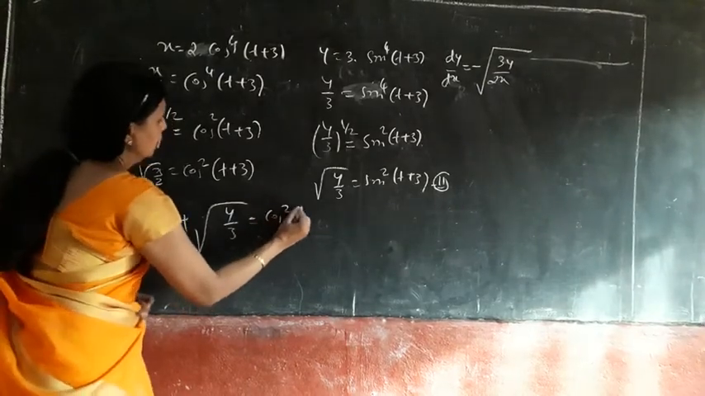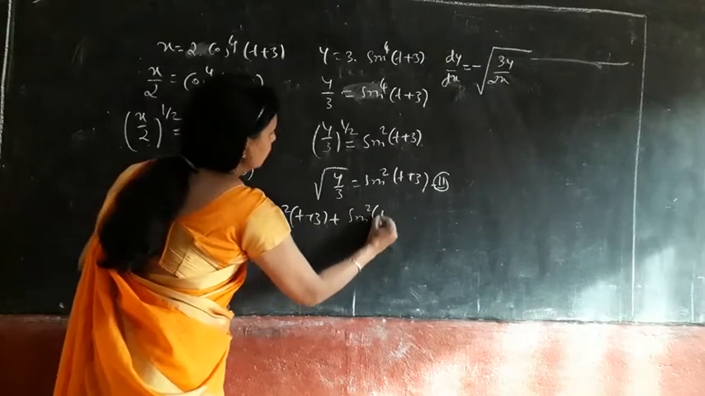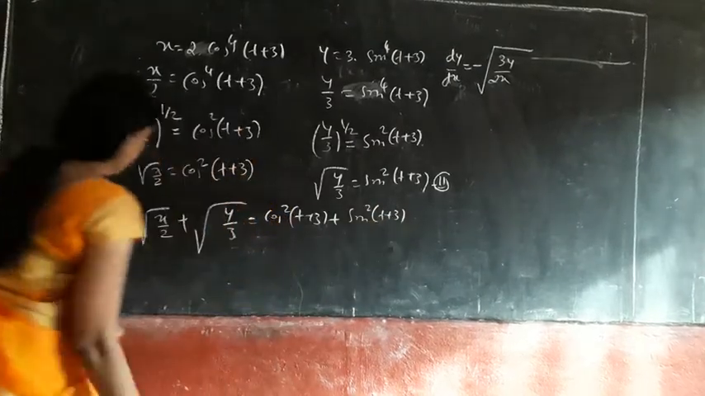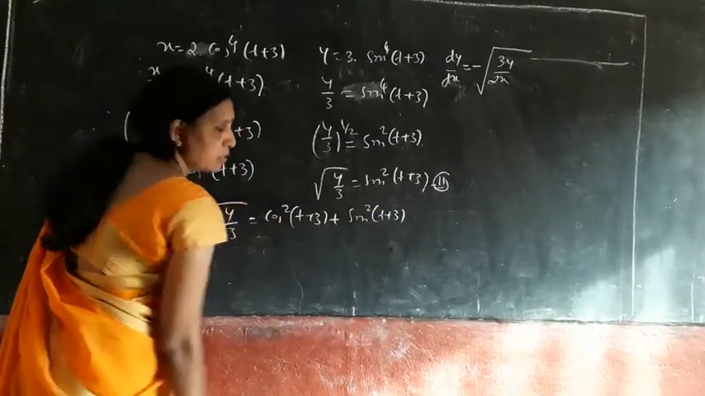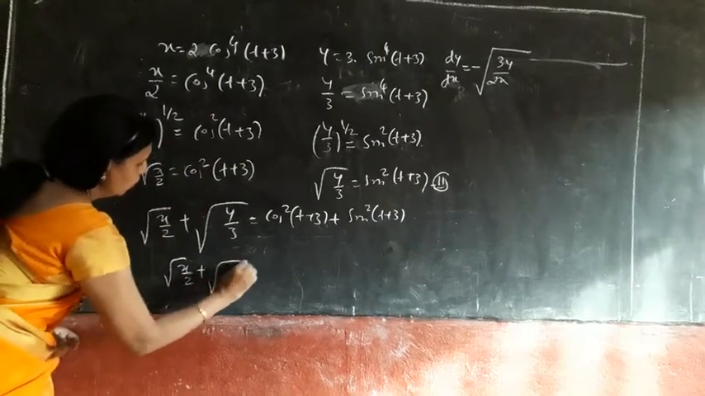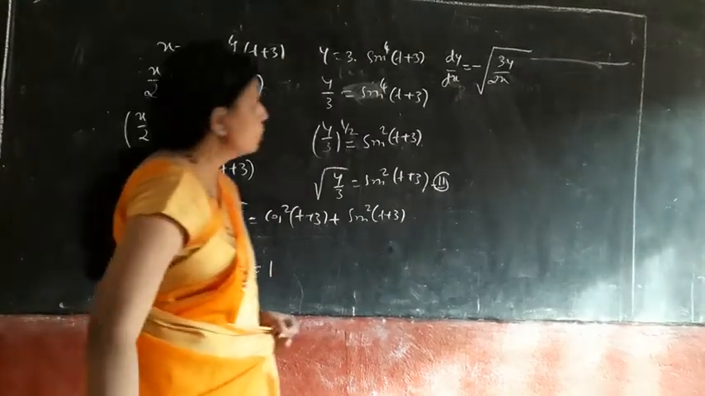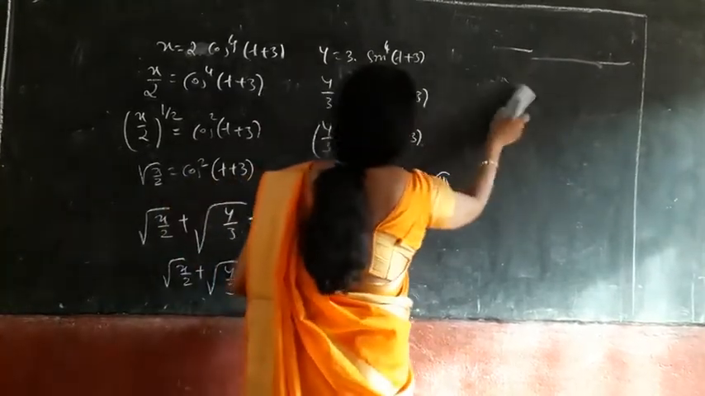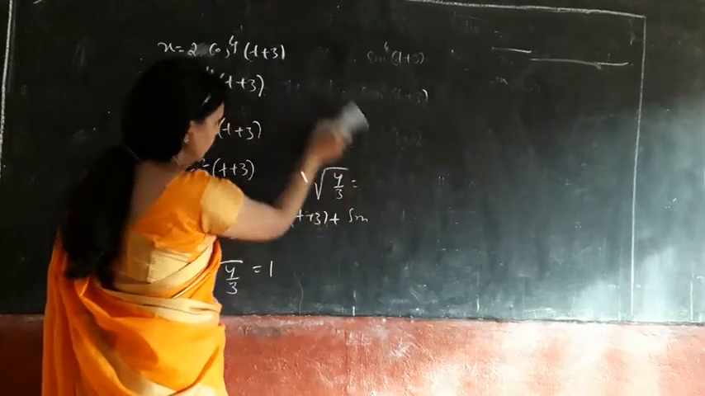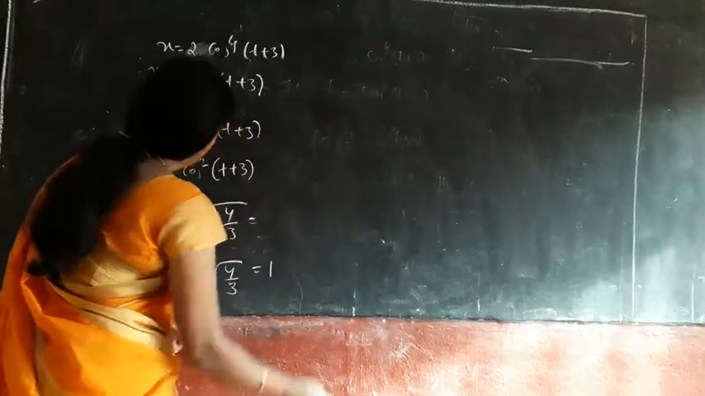cos²t + 3 + sin²t + 3. Here use cos²θ + sin²θ = 1. Therefore, √x/√2 + √y/√3 = 1. Next, differentiate with respect to x. Okay, we are going to differentiate this with respect to x.